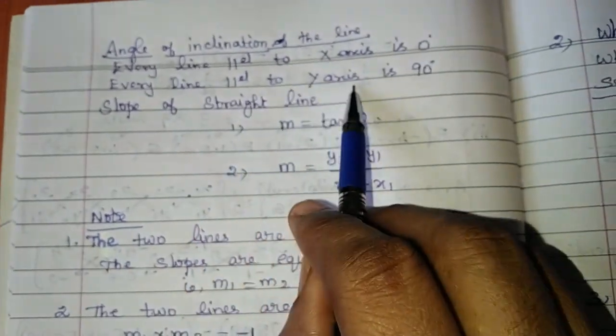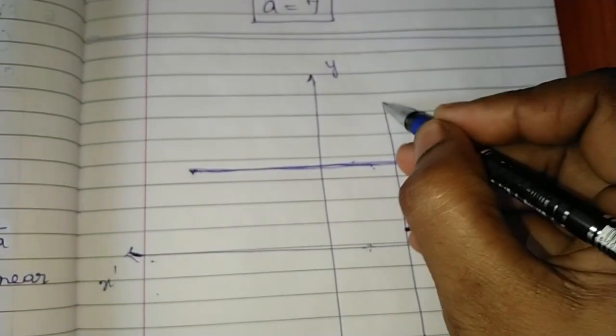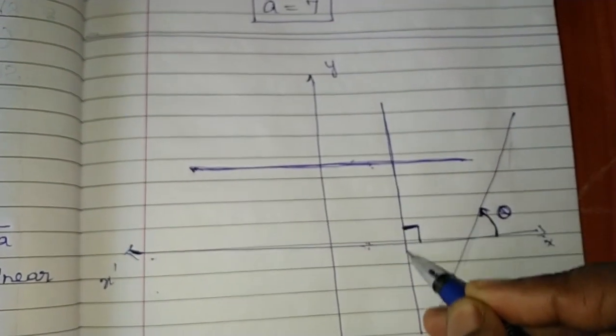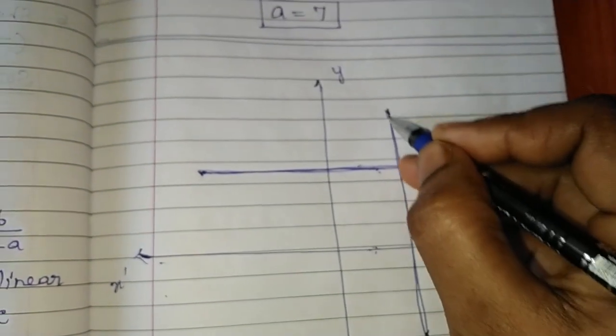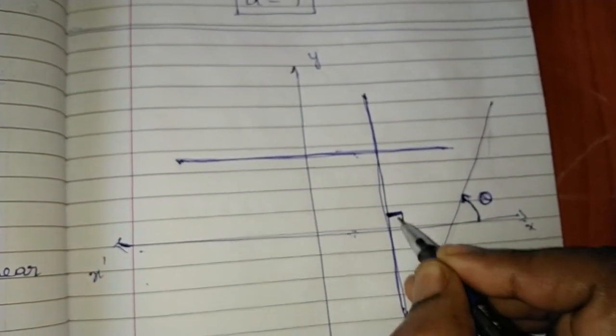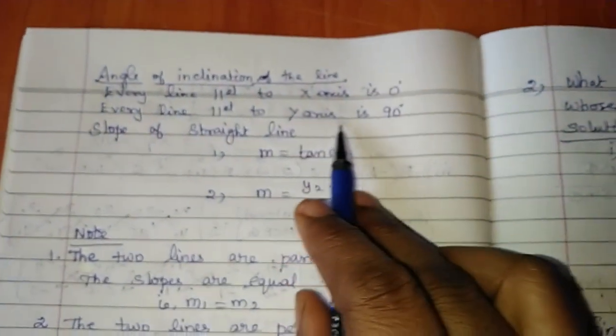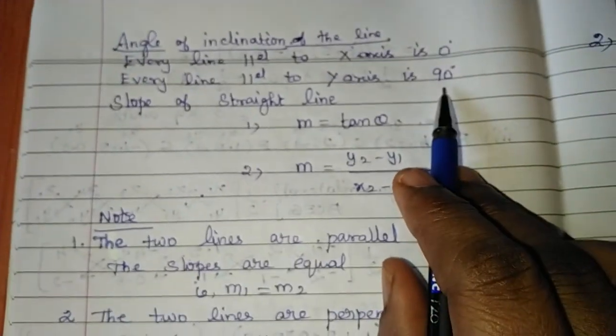Every line parallel to y-axis is 90 degree. Now see that one, y-axis, draw one parallel line. The line makes 90 degree with x-axis. Then every line parallel to y-axis is 90 degree.